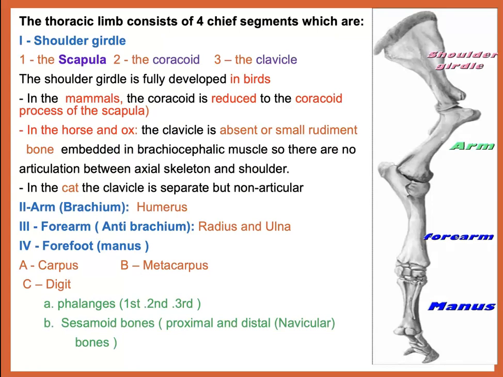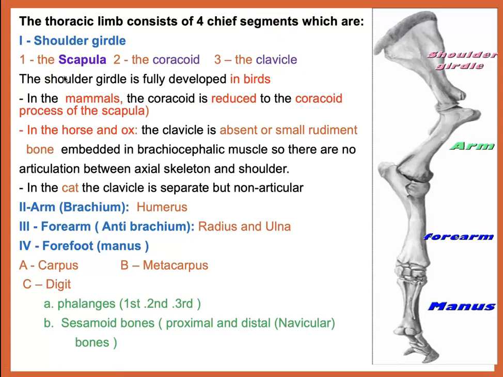So let us start now. As you know, in the thoracic limb we have regions and bones. For example, the shoulder girdle is formed by certain bones, and then we have the arm region, then the forearm region, and then the manus region. The shoulder girdle has the scapula, which is this one, and then the coracoid, and then the clavicle. It is interesting to know that the shoulder girdle is fully developed in birds because it includes the three parts: scapula, coracoid, and clavicle.